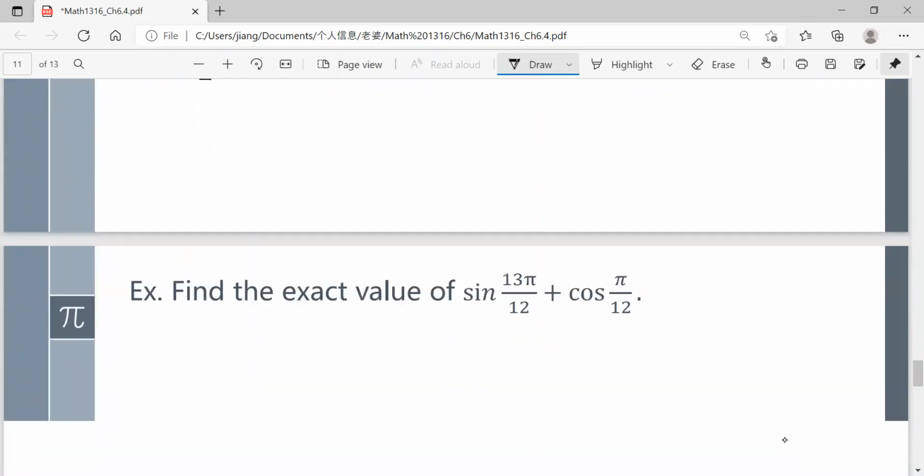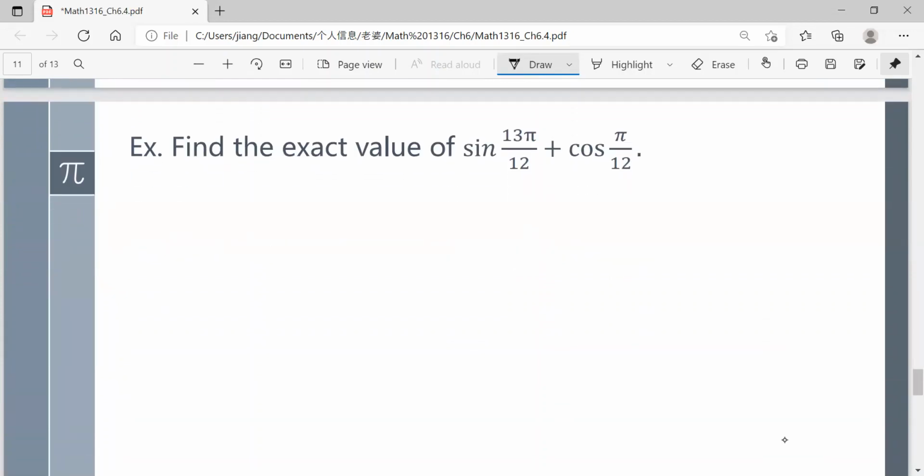Okay, let's move on to the next question. Find the exact value of sine 13 pi over 12 plus cosine pi over 12. Because sum to product.